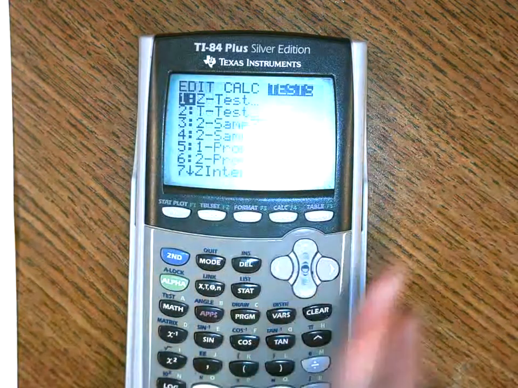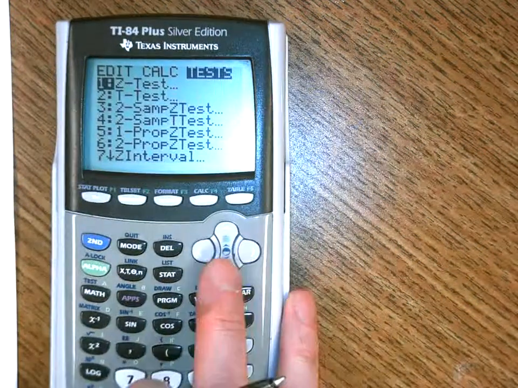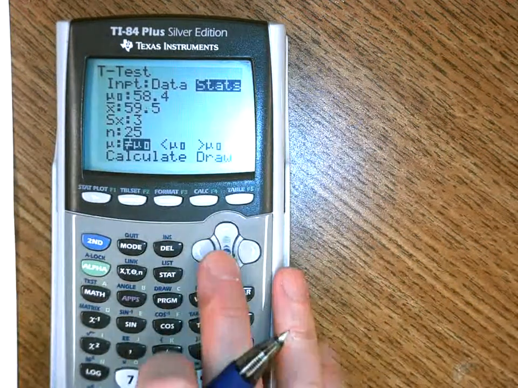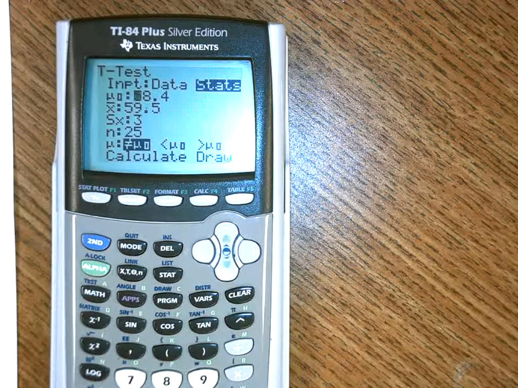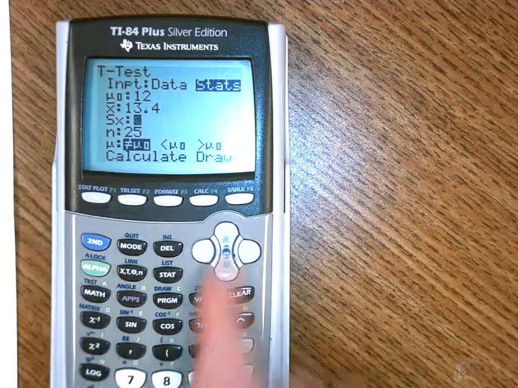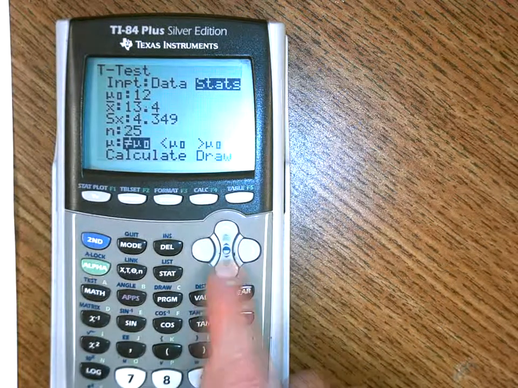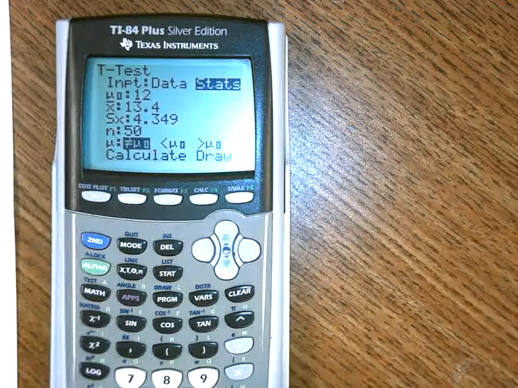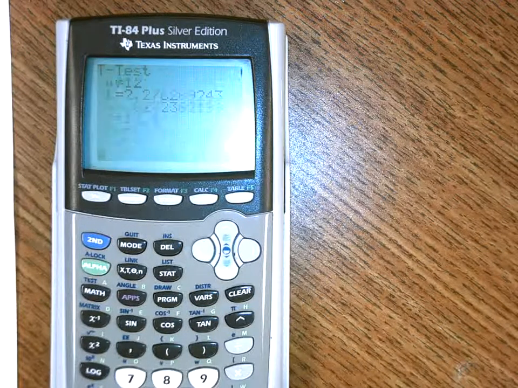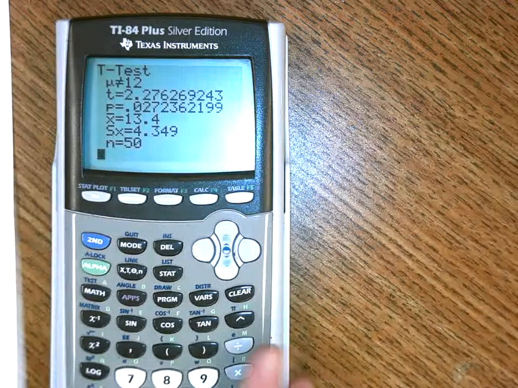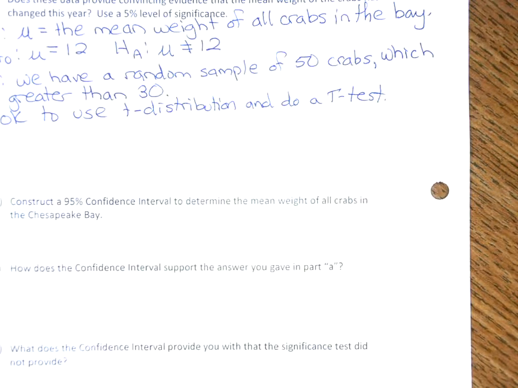Stat test, T-test. I'll erase you. Stats 58. Oh, nope, it changed. 12, 13.4, 4.349, 50, and not equal to, so calculate. And there's all our information.